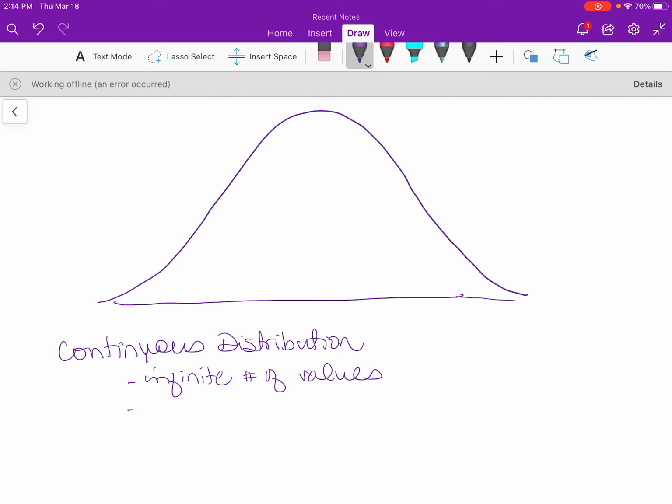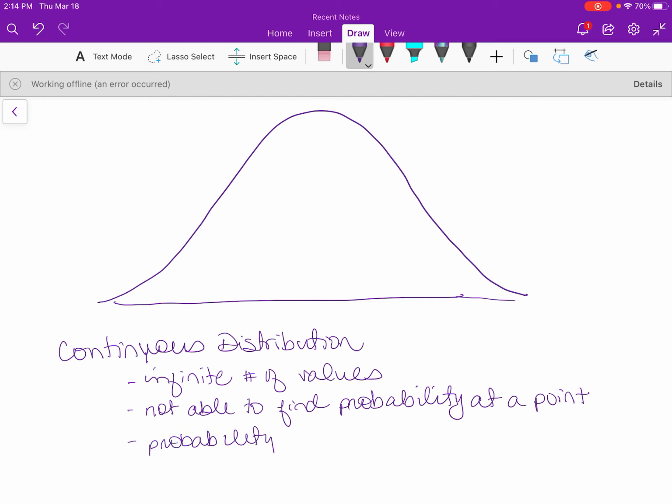We refer to this normal curve as being an asymptote because it's never going to touch the x-axis, it's going to approach it. You will not be able to find probability at a point, because with this curve, probability is equal to area under the curve. And area is two-dimensional. So we need a width and a height. The height is the curve. The width is going to be a starting point and a stopping point.